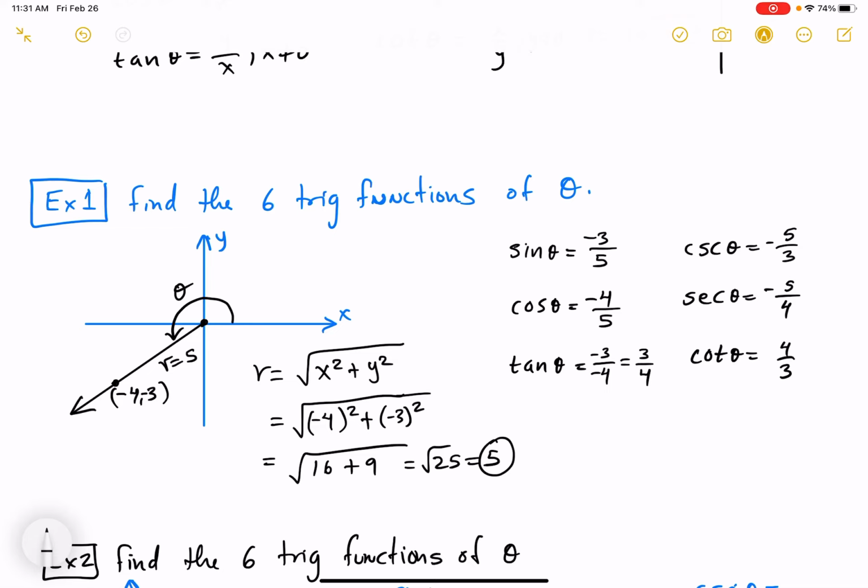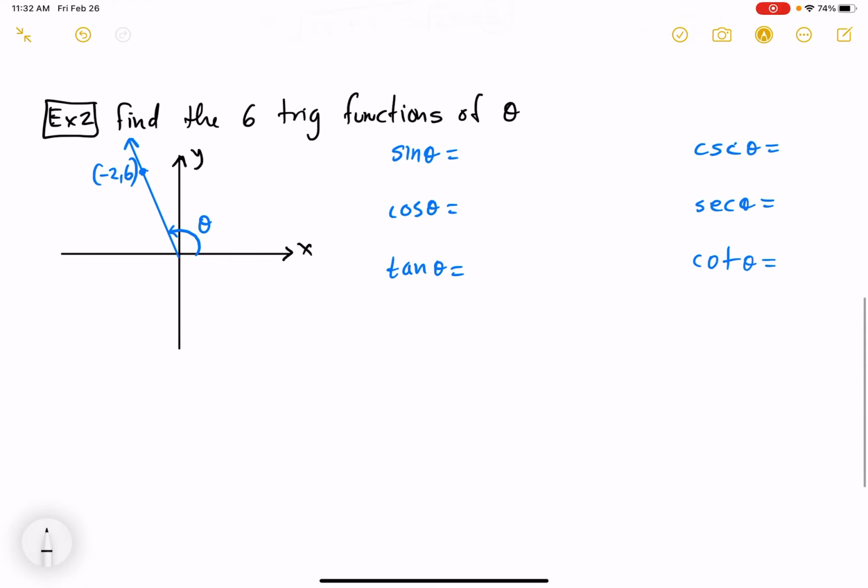Please note that the tangent is positive in the third quadrant because a negative divided by a negative is a positive, and it is the only one out of the 3 that is positive. If we look at the second example, find the 6 trig ratios or functions of the angle.